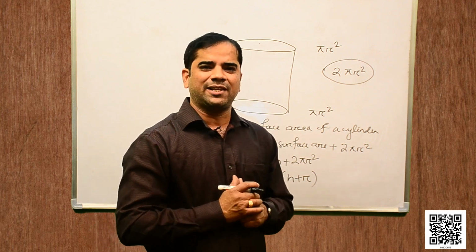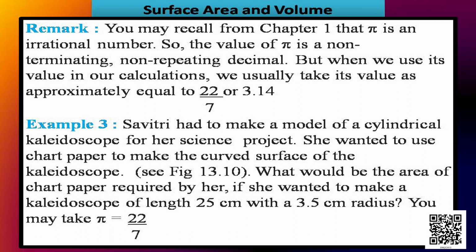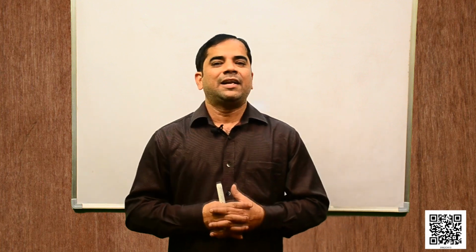Okay, hope you understand this. Students, in both cases, that means for curved surface area and total surface area, we are using the value pi, which is equal to 22 by 7 or 3.14. For calculation purposes, we usually take its value as approximately 22 by 7 or 3.14. So students, let us now discuss example 3.